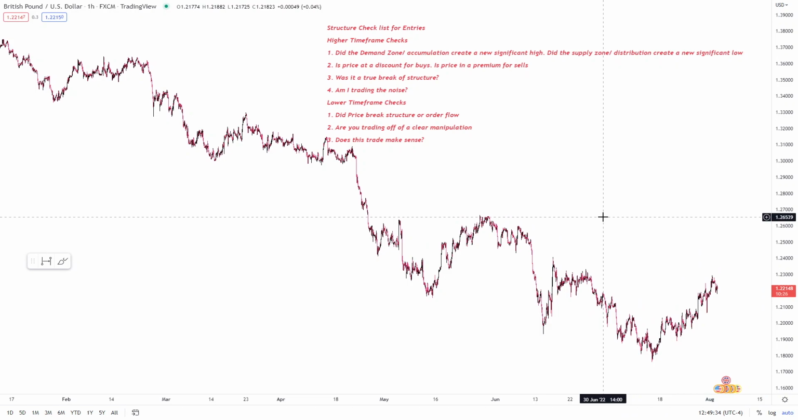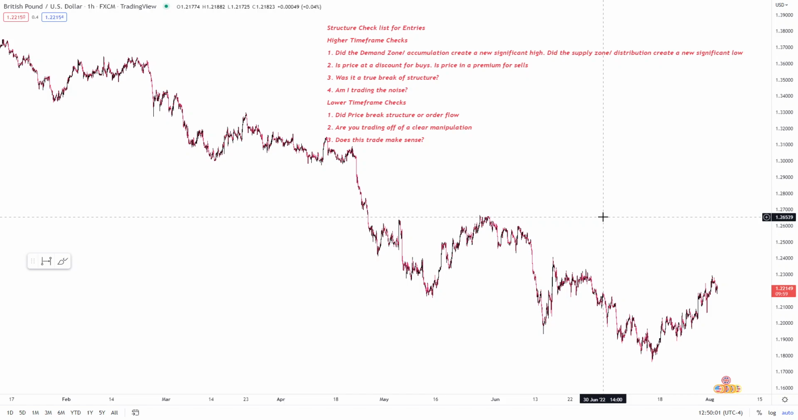Now, thirdly, was it a true break of structure? This is something that all of us struggle with. I'm sure you've been caught trading fake outs or break of structures that aren't true. A lot of times we'll see a break of order flow. Traders will take it as a break of structure and then they will get stopped out. So we're going to be covering this a bit later in the video, but I have covered it slightly in episode 1 and 2 of the market structure series.